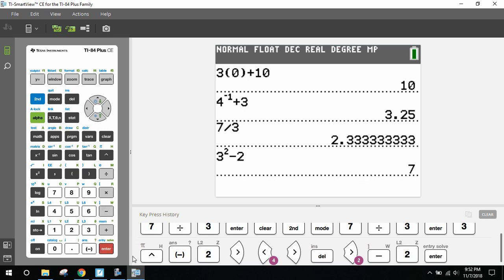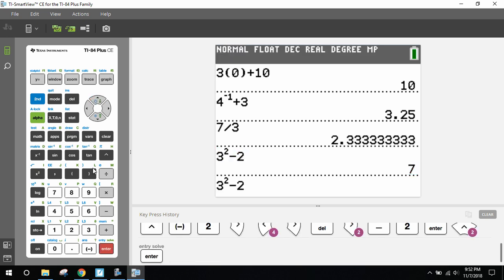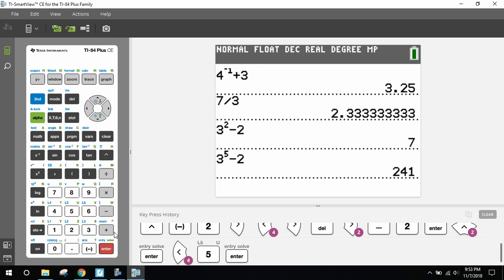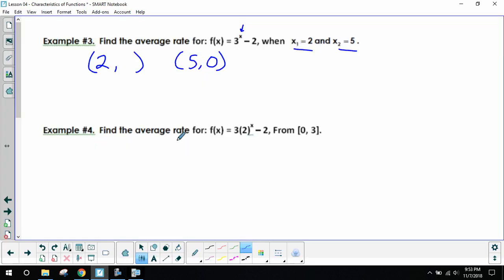While I'm on the screen, I'm just going to go ahead and get the next number. And that's going to be 5. So change that x to a 5. 241. 7 and 241. Who put that 0 there? Should be 241.